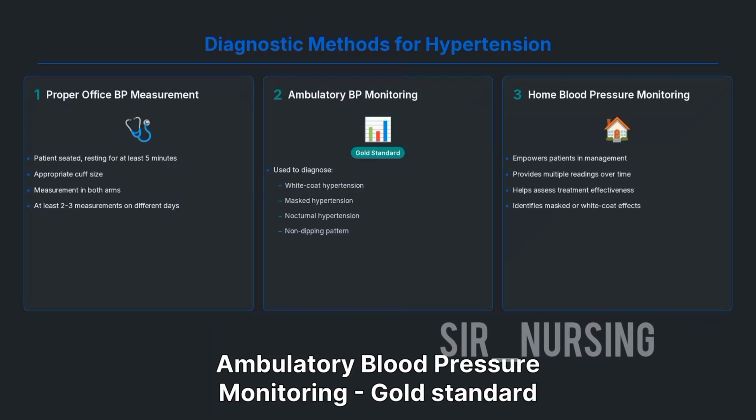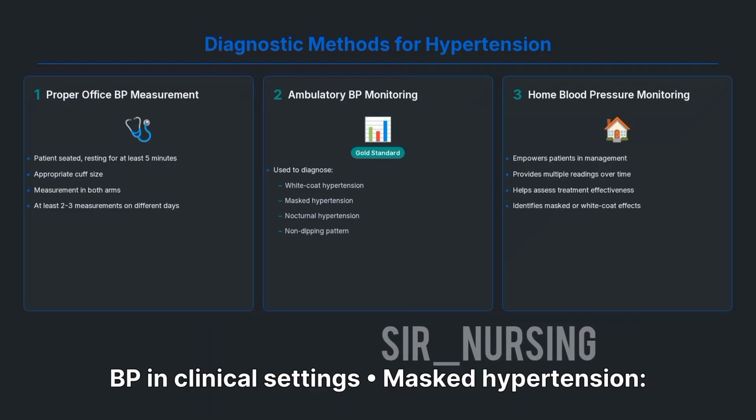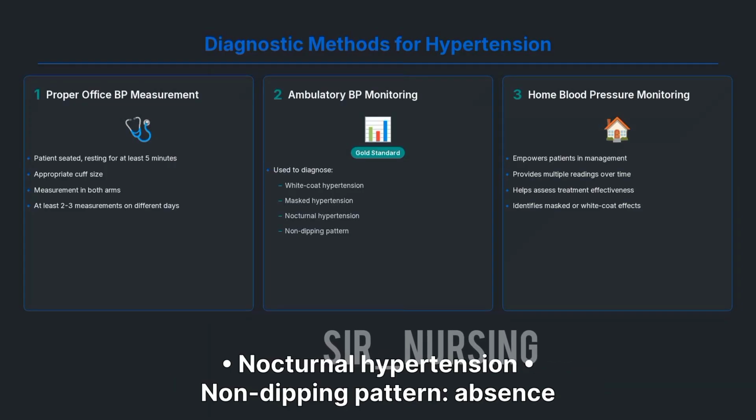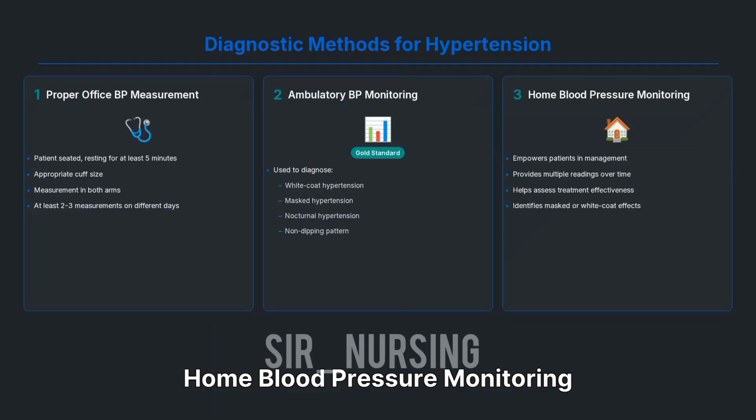2. Ambulatory blood pressure monitoring, gold standard, used to diagnose white coat hypertension, elevated BP in clinical settings. Masked hypertension, normal office BP but elevated home BP. Nocturnal hypertension, non-dipping pattern, absence of normal nocturnal BP decline. 3. Home blood pressure monitoring.